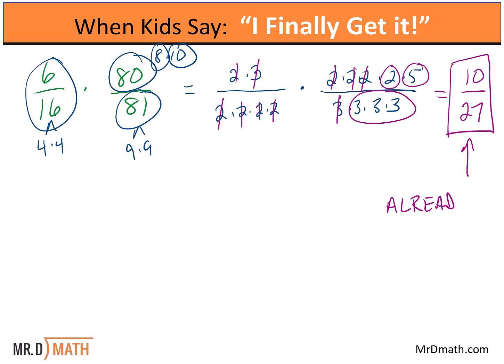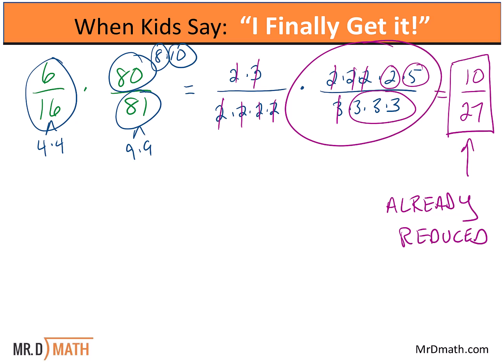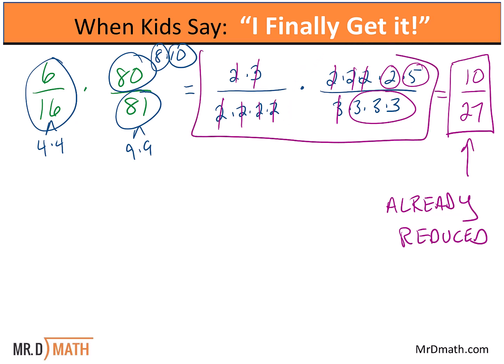How do I know it's already reduced? Well, it has to be already reduced. Why? Because we already looked at what the factors were that were left over after we did what? Wrote down all the factors and crossed out the ones that were the same. You might be saying, hey, I finally get it.